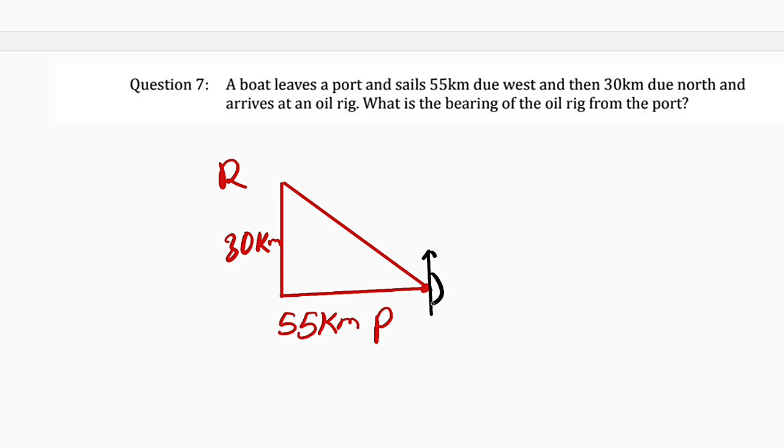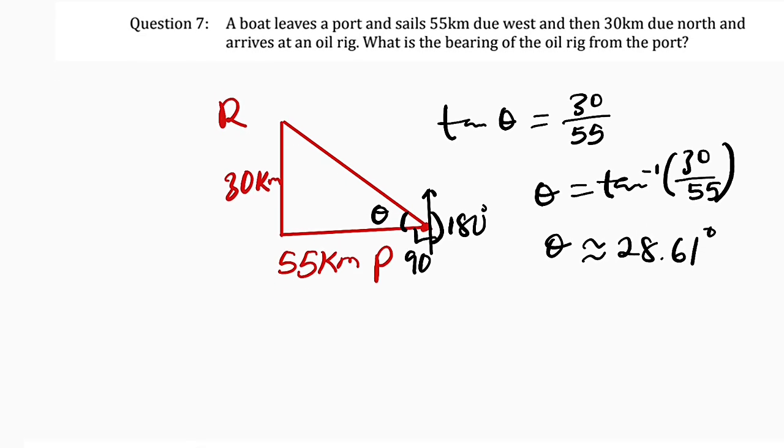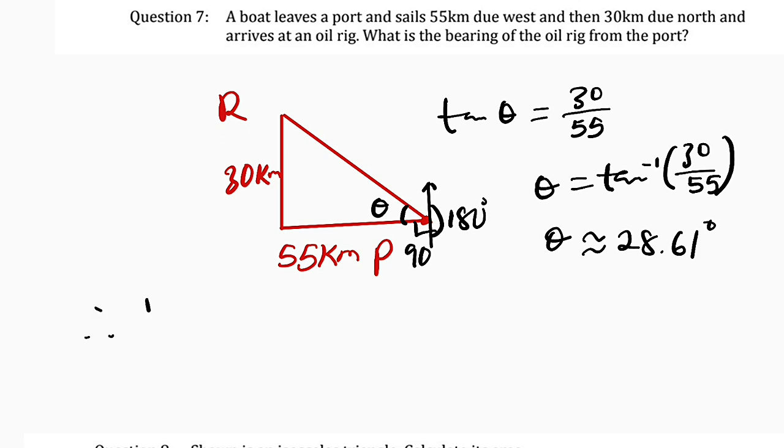So we already know that this is 180 degrees, a straight line. This is 90 degrees. We need to find this one. Let's call it theta. What is the relationship between these two sides and theta? Is tangent, right? So tangent of theta is equal to 30 divided by 55. And therefore theta will be tan inverse of 30 divided by 55. And this is approximately equal to 28.61 degrees.